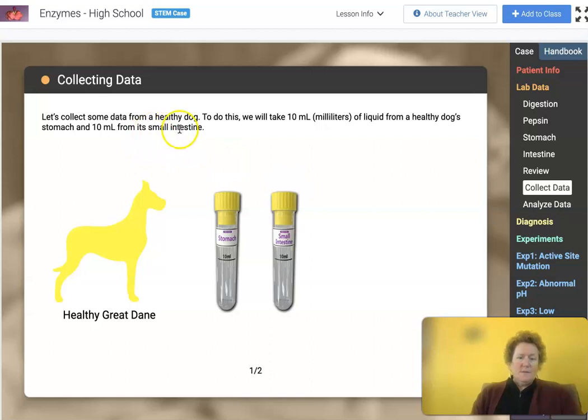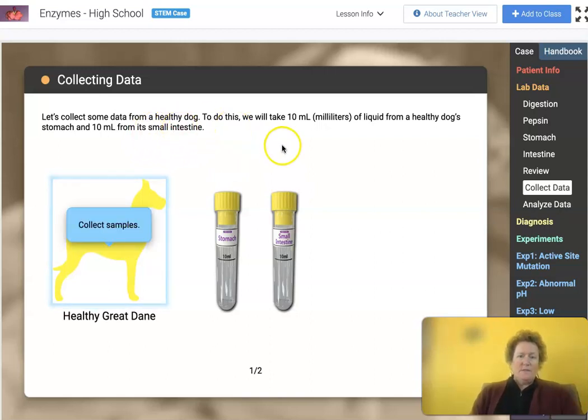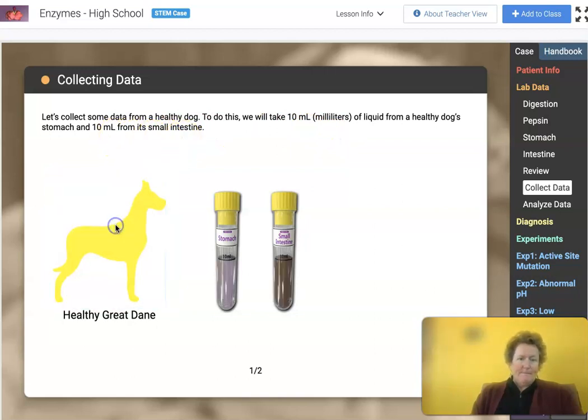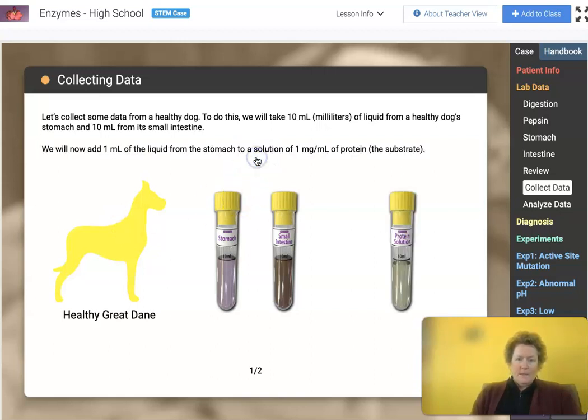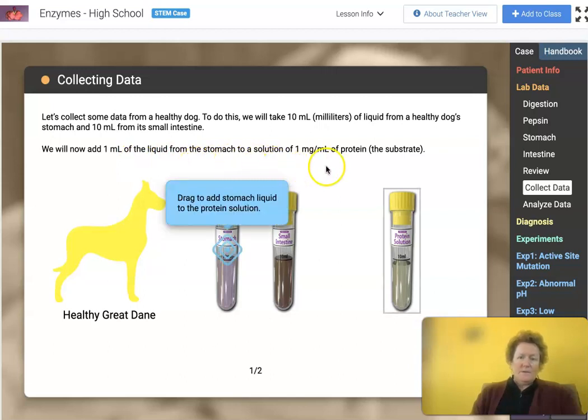Let's collect some data from a healthy dog. To do this, we'll take 10 milliliters of liquid from a healthy dog's stomach and 10 milliliters from its small intestine. We'll now add 1 milliliter of the liquid from the stomach to a solution of 1 milliliter of protein, the substrate. So we're going to digest some protein with the stomach fluid.